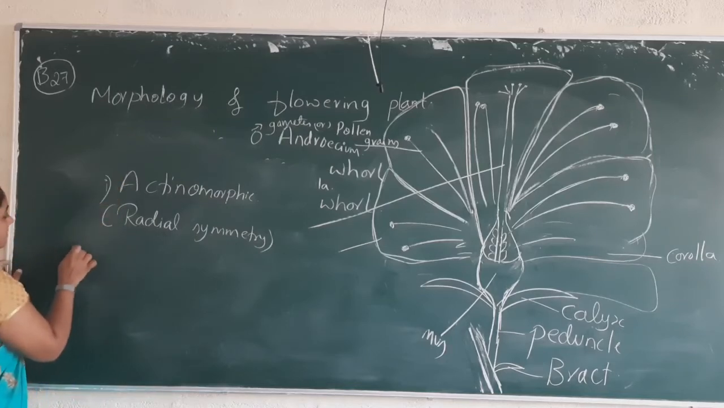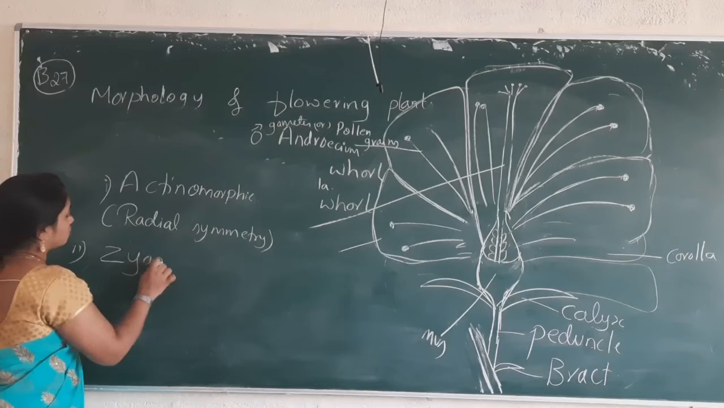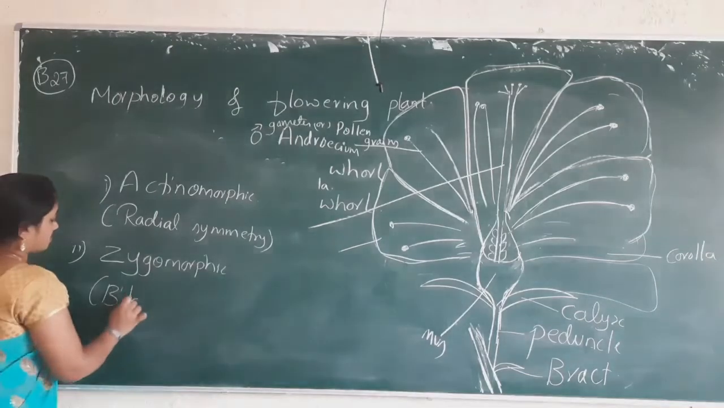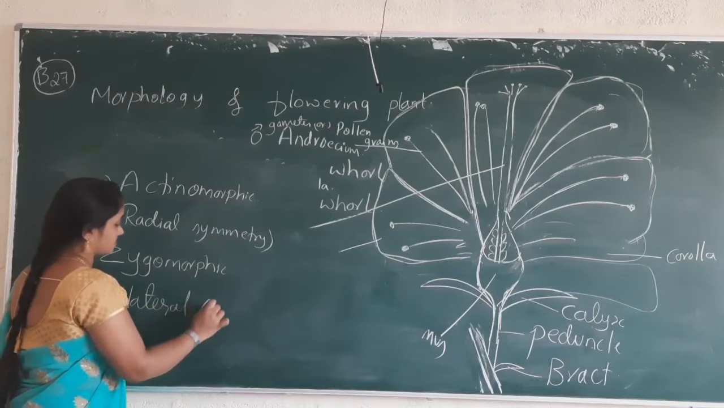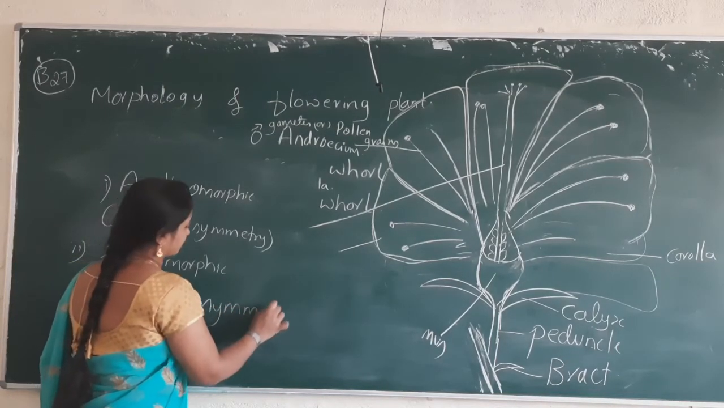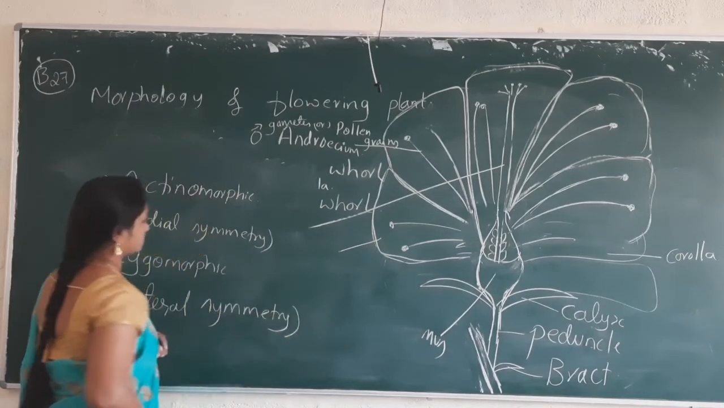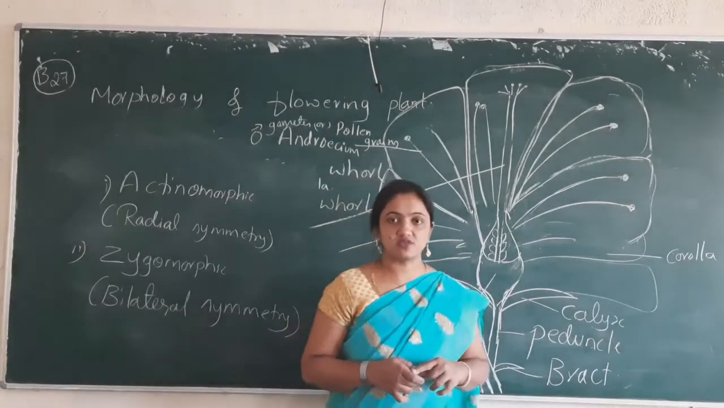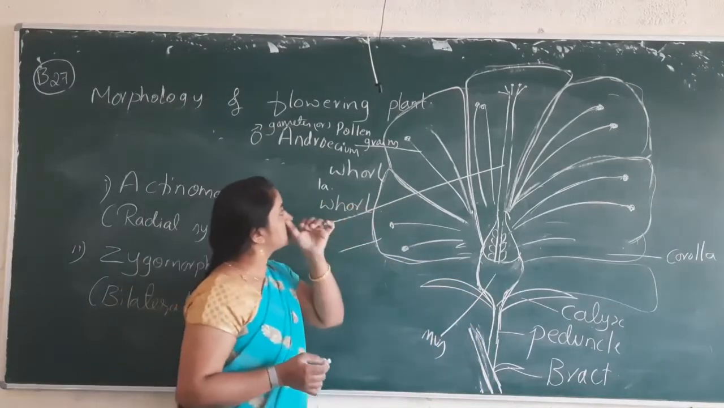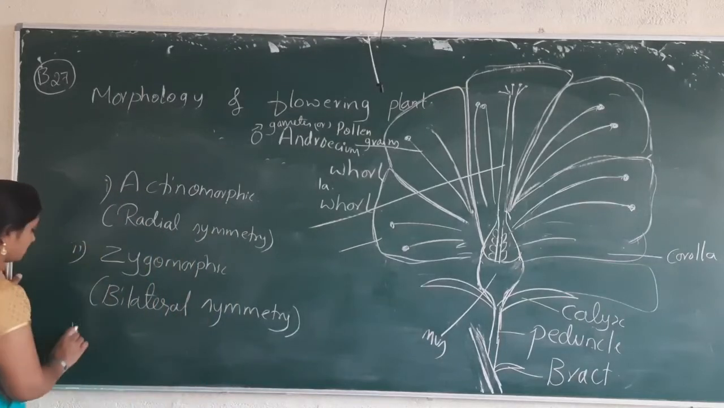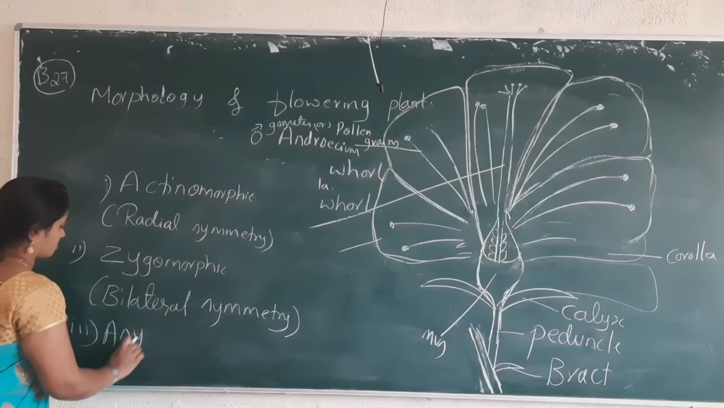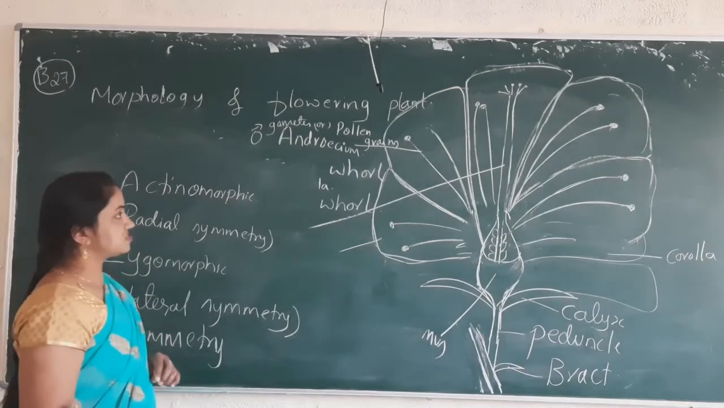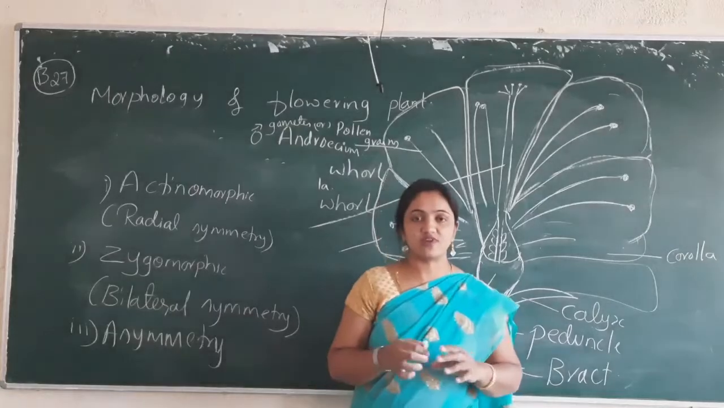One more is there, zygomorphic. Zygomorphic is the word given to explain bilateral symmetry. So these two words are given to explain the symmetry of flowers. One more is there, asymmetry. We'll give examples for all these three flower symmetries.